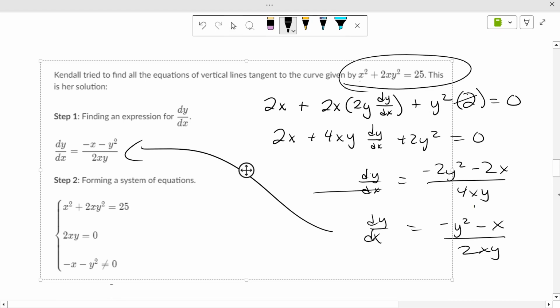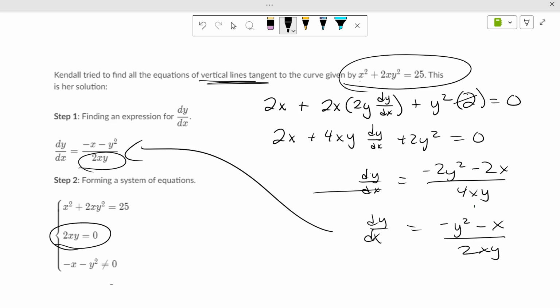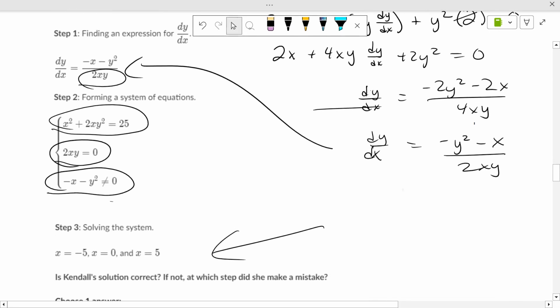Find the equations of the vertical lines. So if they're the vertical lines, the slope must equal what? Undefined, which means 2xy must equal 0. 2xy must equal 0. So the equation must equal 25. You got that. 2xy must equal 0. Got that. And this cannot equal 0. Got that. Okay? So I think we're good.